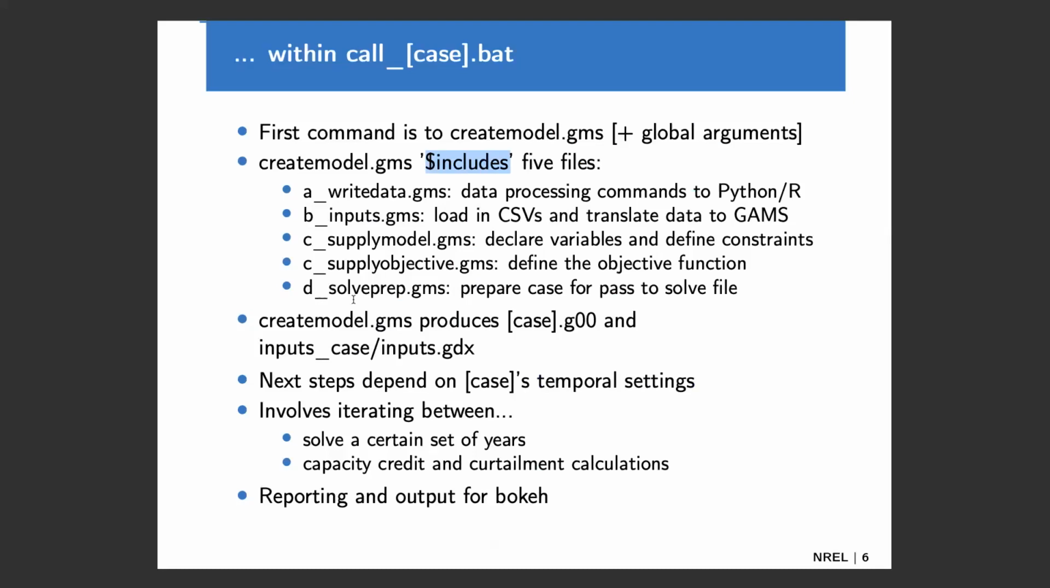C_supply_model is where all of our variables and our constraints are defined. I'll declare all the variables in c_supply_model, and I'll define all the constraints there. All the logic for the entire model is there. C_supply_objective is defining the objective function. We do that separately just because it gets to be probably about 100 lines in the open access version.